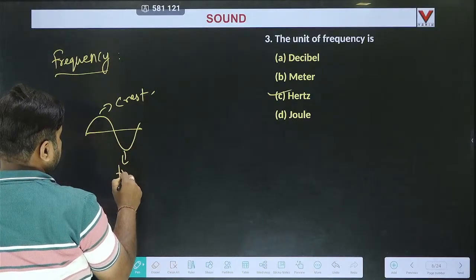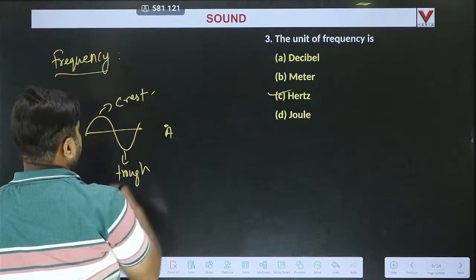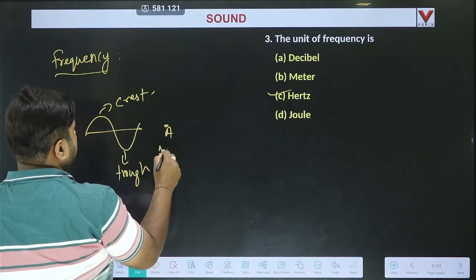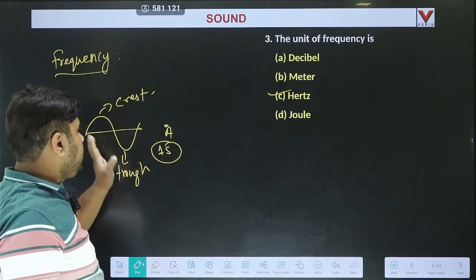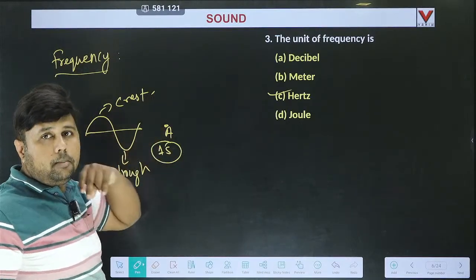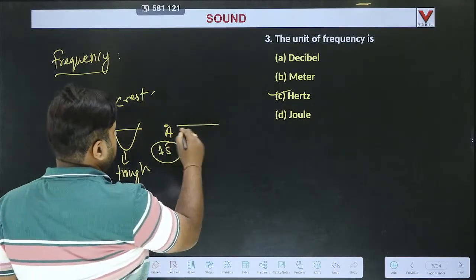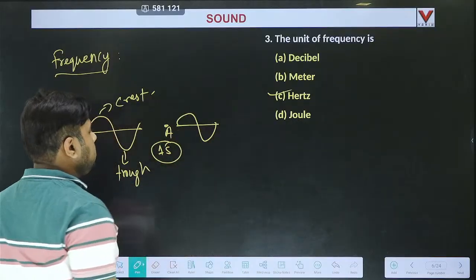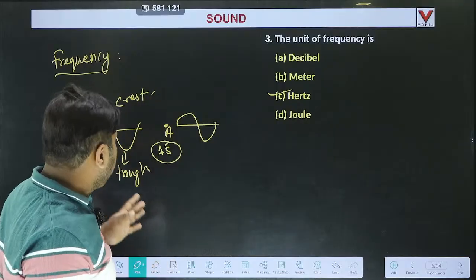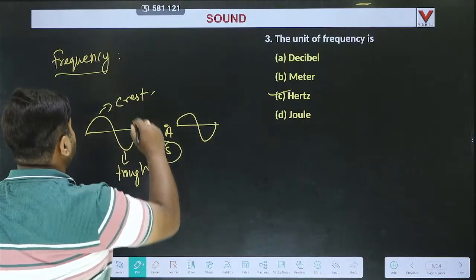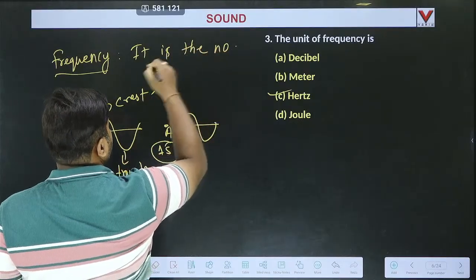and you got a trough, okay, one crest and one trough. I have fixed a point here. The time limit, I am not changing it, I have fixed the time as 1 second. In 1 second, how many waves are completely passing through this point, that is called frequency. So how many waves are passing in 1 second through a given point completely, it is called frequency.